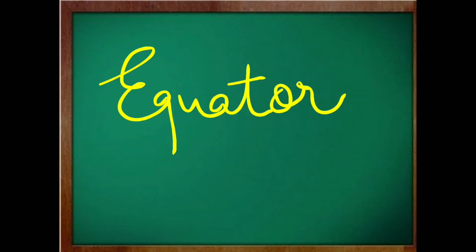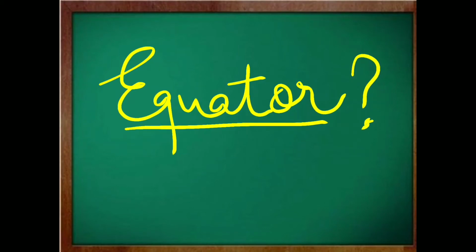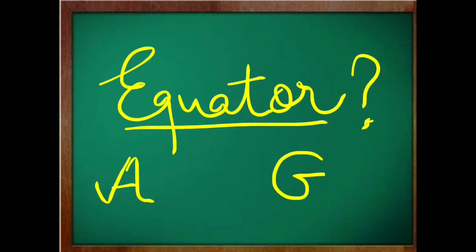Before we proceed further into the dimensions of the eye, I want you to know what is meant by the equator of the eye. As a matter of fact, there are two types of equators. One is an anatomical equator and the other one is a geometrical equator. So what is exactly the difference between this anatomical and geometrical equator of the eye?